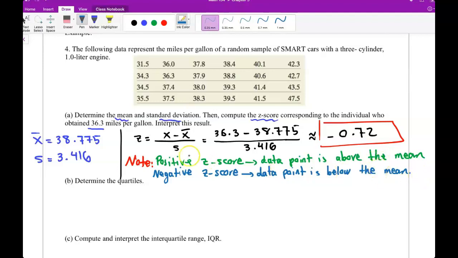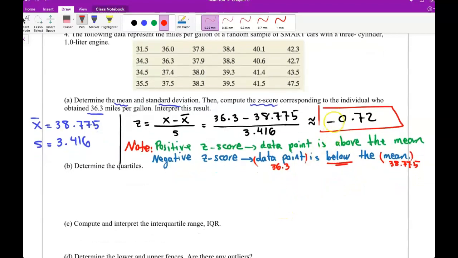This is obviously correct because as you can see, our data point is 36.3, but our mean is 38.775. Obviously, this one is less than the mean, so it's below the mean. This is 36.3, our data point, and here the mean is 38.775, so it's below. That's why we got a negative z-score.